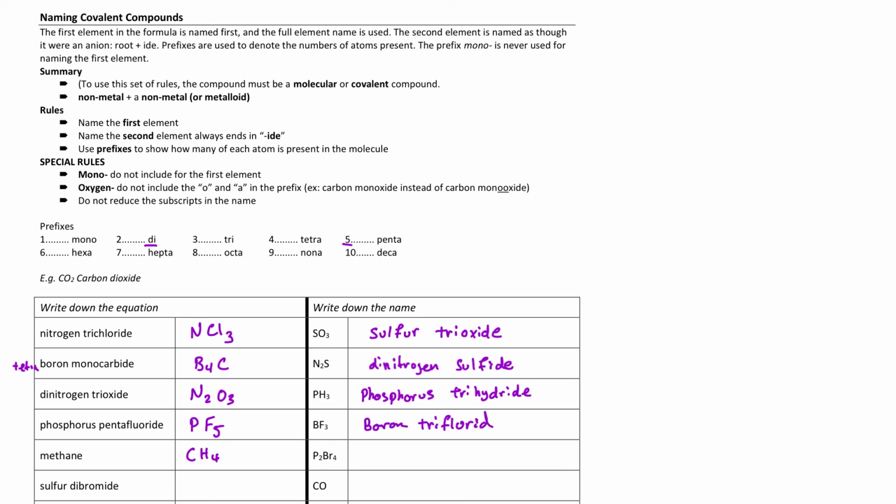And here we got P2Br4. So we got phosphorus, we got 2 of them, so I have to use diphosphorus. And I have 4, so I have to use tetra, and this is bromide.